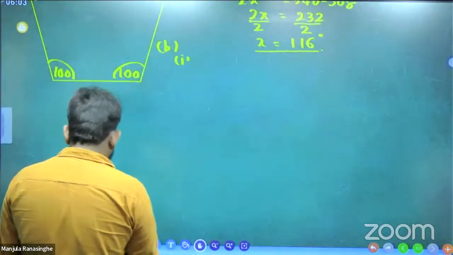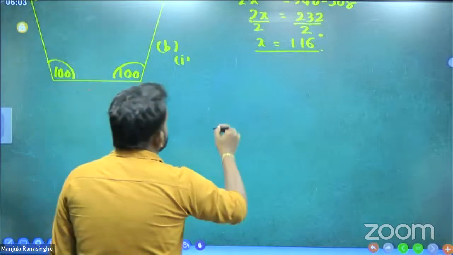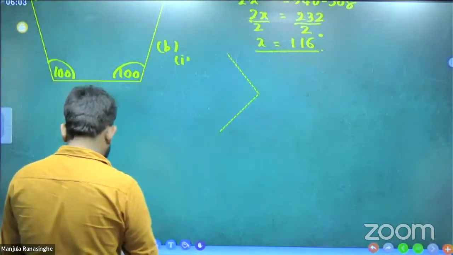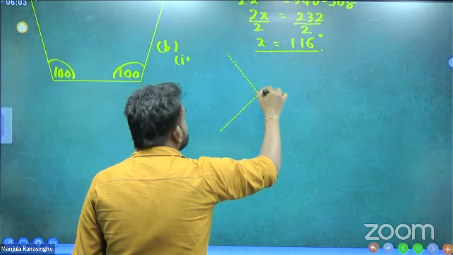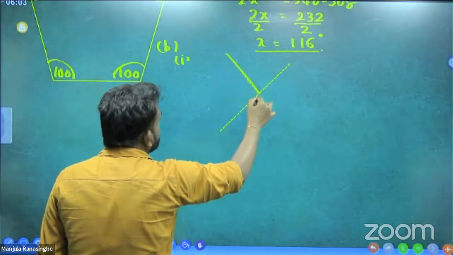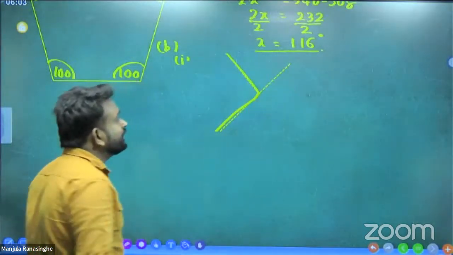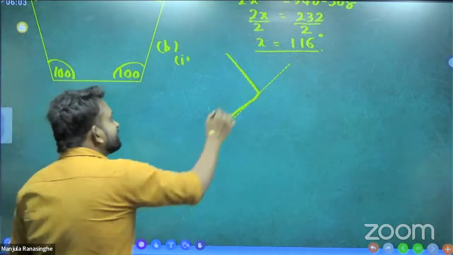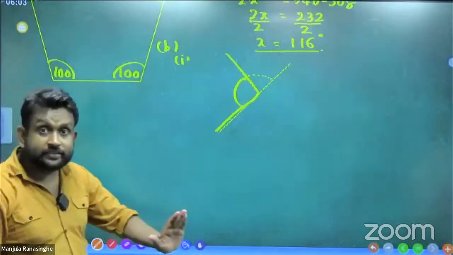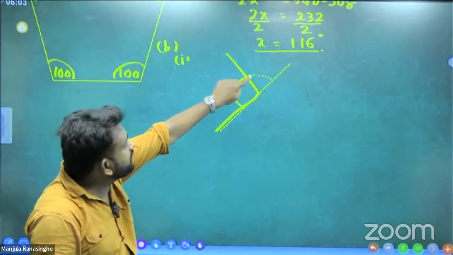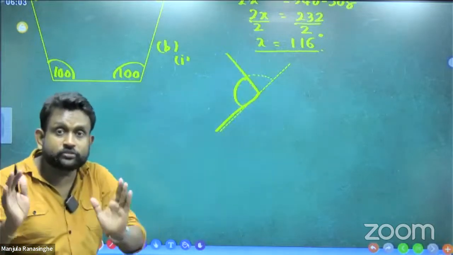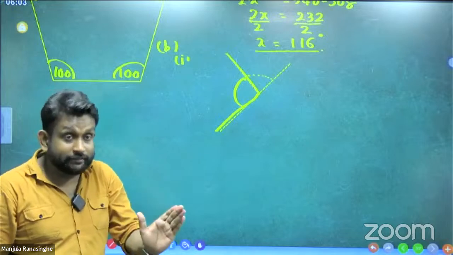Imagine the polygon is like this. I take one vertex and extend the sides to make an exterior angle. This is the interior angle of the polygon and this is the exterior angle of the polygon. The logic is, for any polygon, the sum of one interior plus the exterior angle is 180 because that is a straight line. Now we apply the given equations.